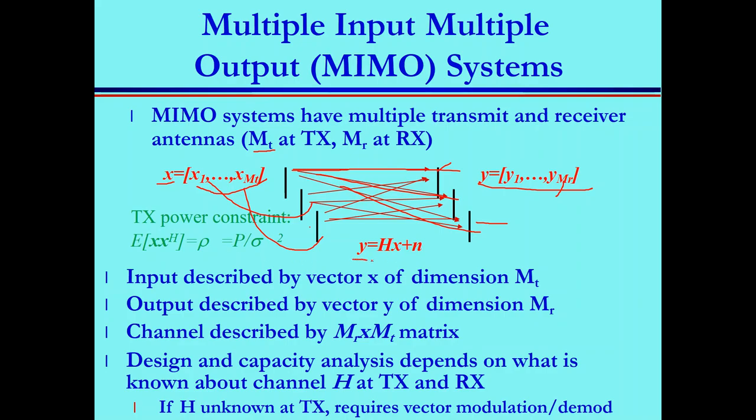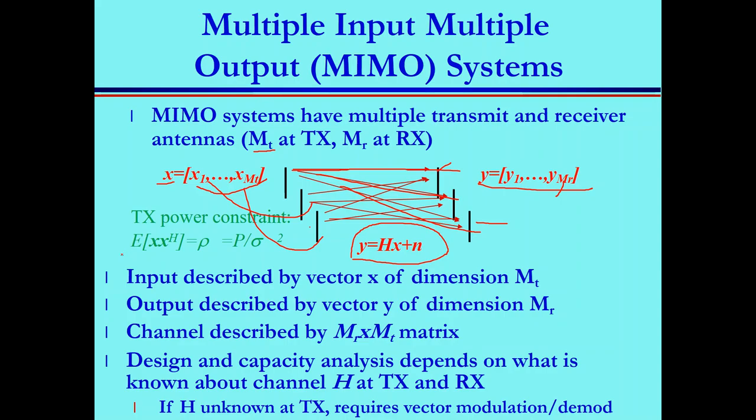And the mathematical model of the MIMO system can be written as follows: Y, the received signal, is equal to the channel matrix H multiplied by X, the input symbol vector, plus N, where N is the noise. Now you know the meaning of all these variables, and you know how to model it. X is a vector, H is a matrix, Y is a vector, N is a vector. And you have here a condition on the transmit power. Your transmit power must not exceed rho. And this can be per antenna or can be on average.